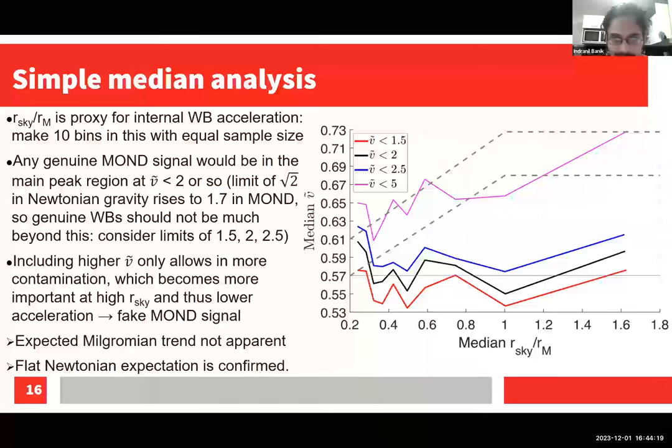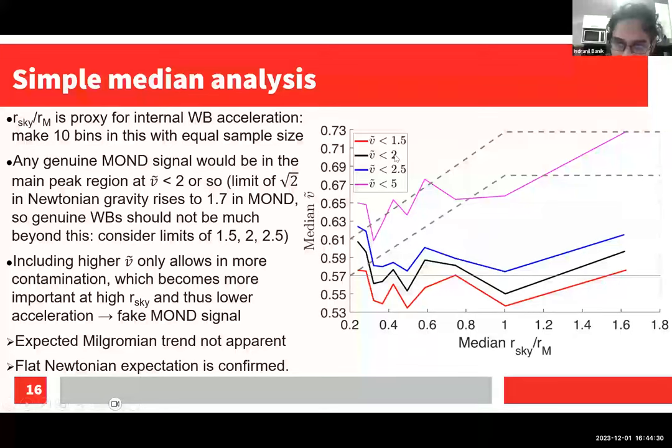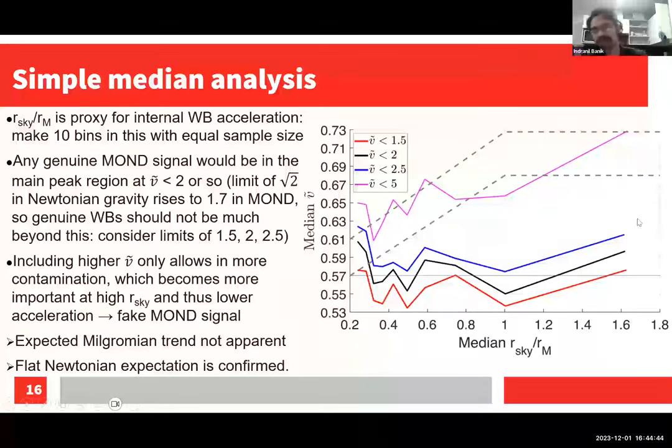That shows how careful one has to be when doing the wide binary test. But basically, this is a very simple model-independent way of looking at the data. And if you had seen something like the gray curve using a V tilde upper limit of 2, or better yet, of 1.5, because with projection effects, there should really be almost no wide binaries beyond 1.5, even in MOND. So if you'd seen something like the gray curve, then that would have been a sign of MOND, but that's not what we see.